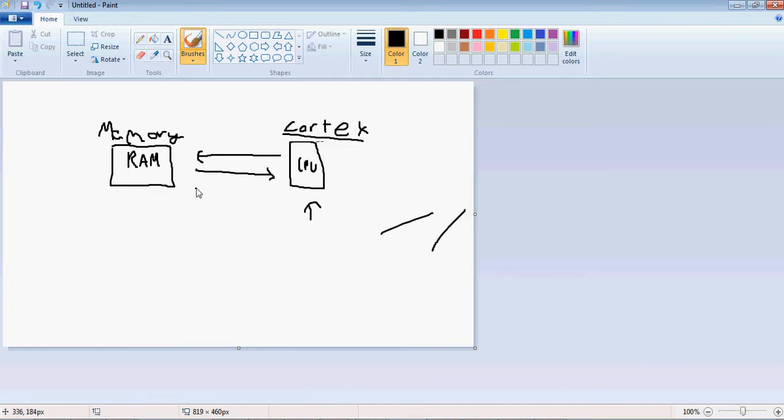So right here are the two main components of a computer, and the only ones that you'll need to know about for the most part. And this is the CPU, which you'll commonly hear referred to as the brain of the computer. I just like to call it the cortex because that's really more accurate. The cortex is just the part of the brain that does the thinking.